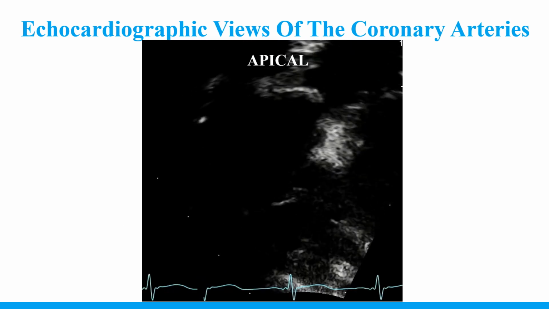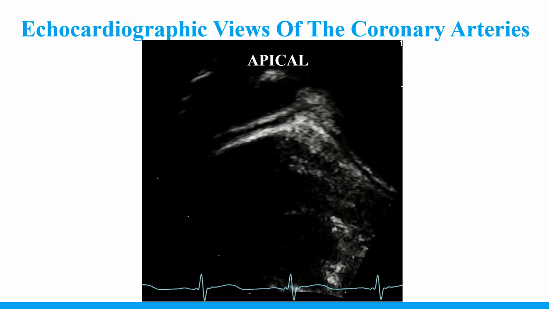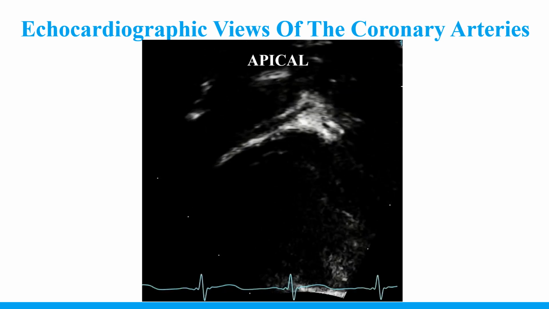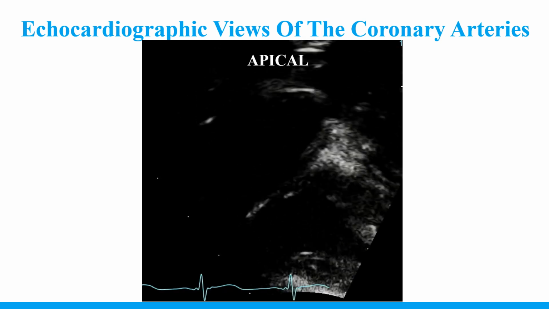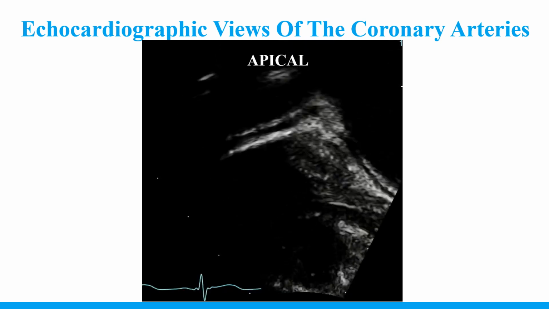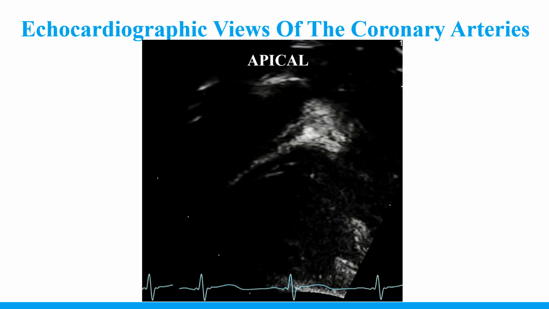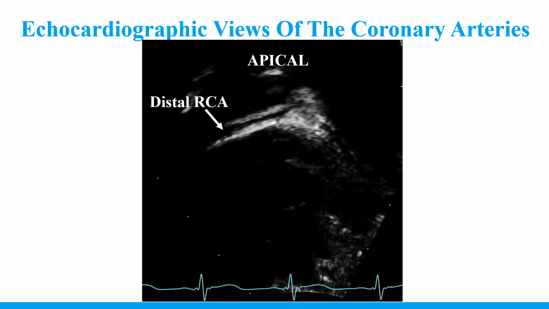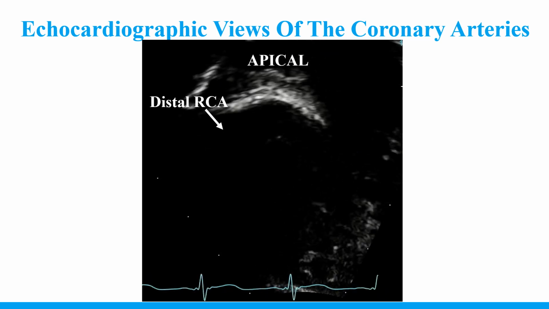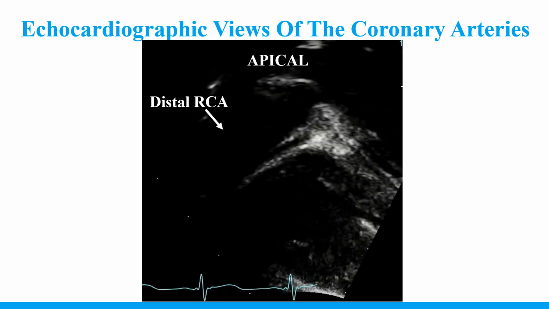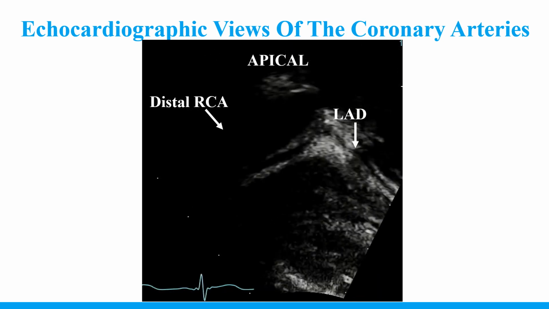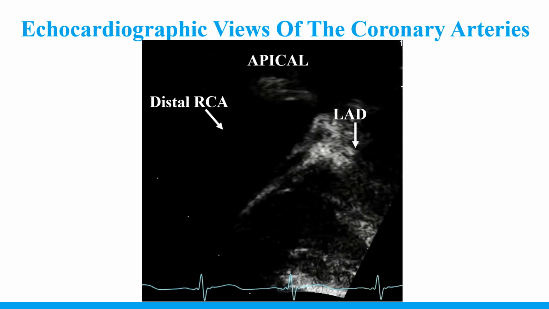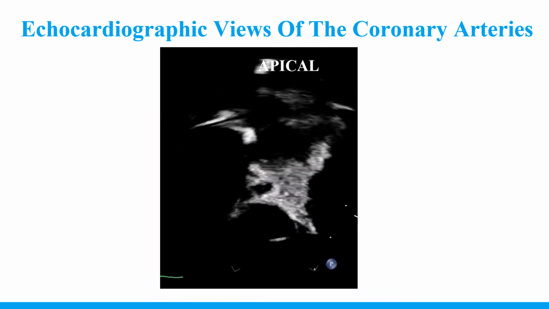Going to an apical view, if you go from the apical four-chamber and you angle posteriorly, you will see the distal right coronary artery traversing into the right AV groove. You want to make sure that you're not angling anteriorly because that would be the proximal RCA. And then if you look into your interventricular groove, you will see your distal LAD going into the posterior interventricular groove.